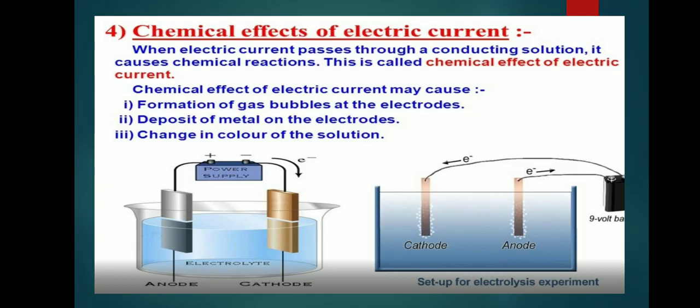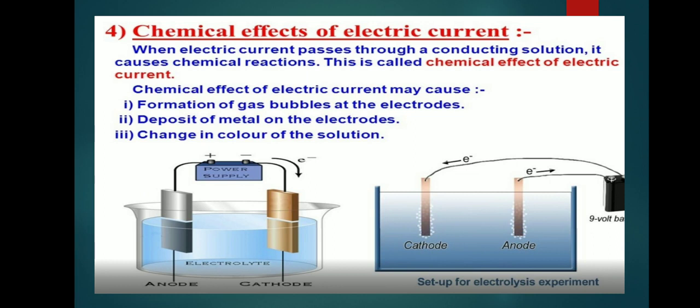When an electrical current is passed through a conducting solution, some chemical reactions take place in the solution. This is among the chemical effects of electrical current. For example, when current is passed through water, water ionizes into H plus and OH minus ions, where hydrogen ions go toward the cathode to gain electrons and form hydrogen, whereas hydroxide ions go toward the anode to lose electrons and form oxygen molecules.